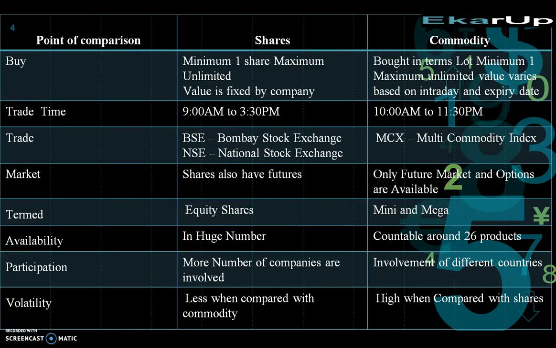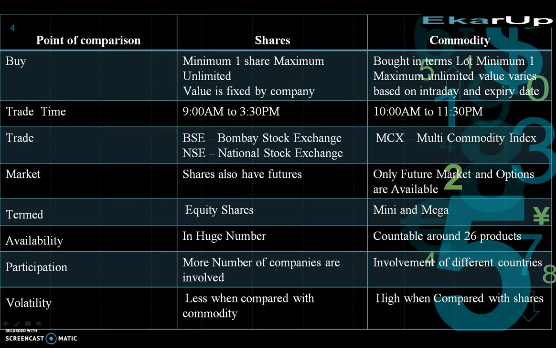When you come to trade time, share trading basically starts at 9 a.m. and goes till 3:30 p.m. Initially the share market starts trading at 9:15, with pre-opening from 9 a.m. Whereas commodity trading starts at 10 a.m. and runs up to 11:30 p.m.